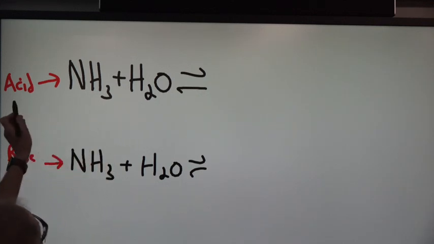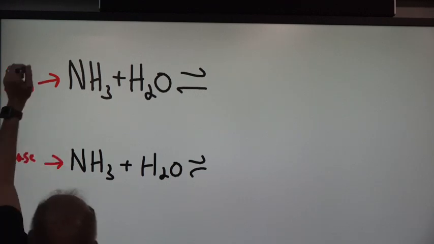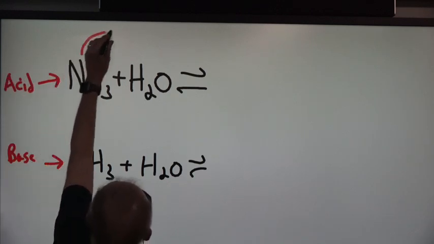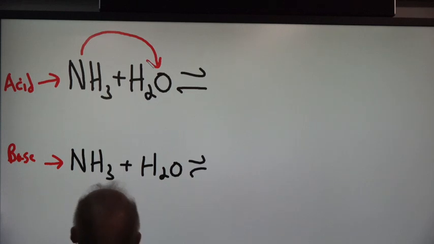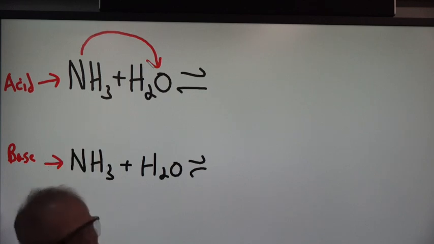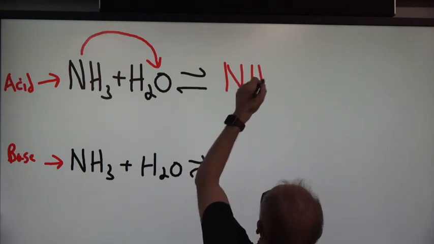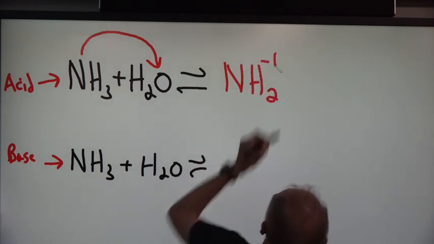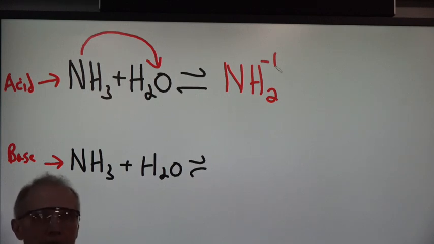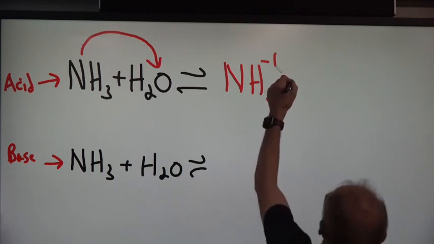NH3 plus H2O. We're going to make sure that NH3 is going to act like an acid, which means it's going to donate its H plus, or bare proton, to water. So here's what's going to happen. Since that's an acid, it's going to donate an H plus there. And if it donates one there, on the other side, NH3 has one less H plus, so it's NH2 minus 1 because it lost a proton, or an H plus.